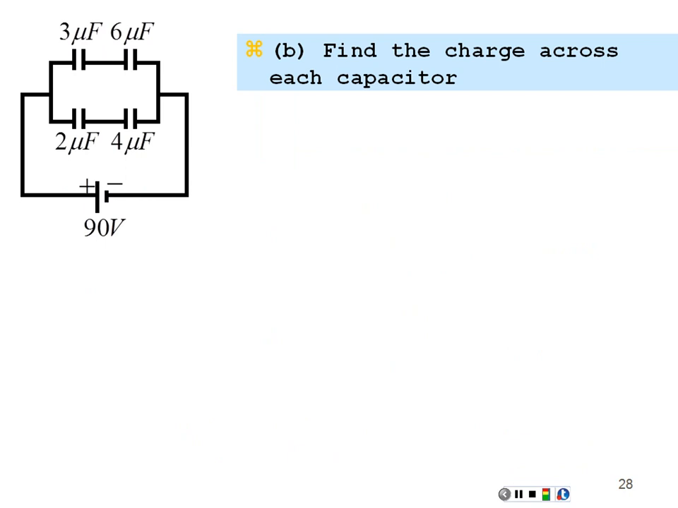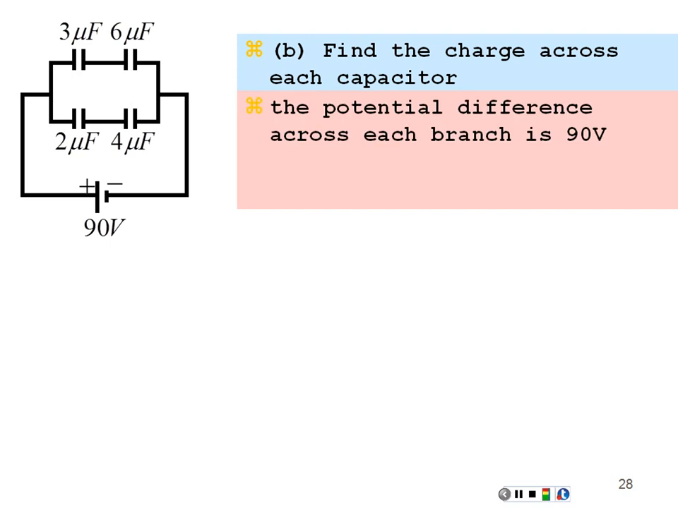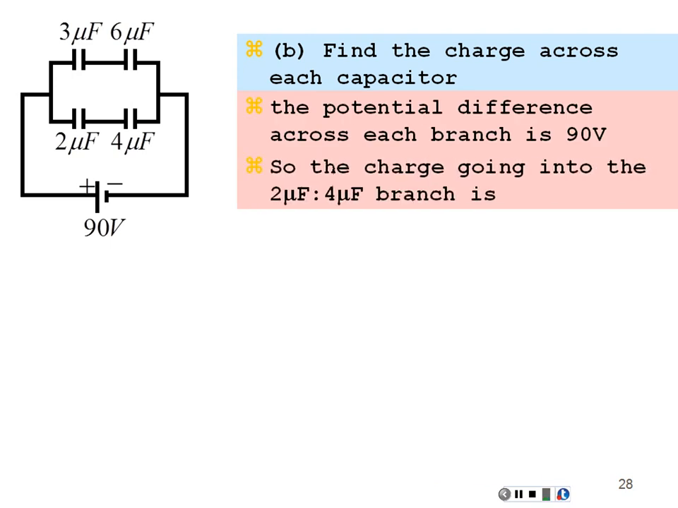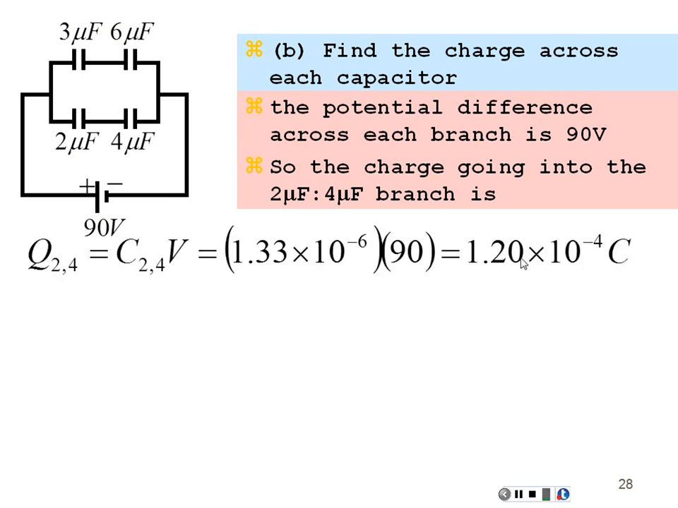Find the charge across each capacitor. We know the voltage across the whole thing, 90 volts, and hence we could find the charge on each branch, actually, because that's the same voltage. The voltage is in parallel with each branch, the 3 and the 6 and the 2 and the 4, and the equivalent capacitance of each will have that 90 volts across it. So for the 2-4 branch, our charge on the equivalent capacitance of that branch will be 1.33 microfarads times 90 volts, which will give us 1.2 times 10 to the minus 4 coulombs.